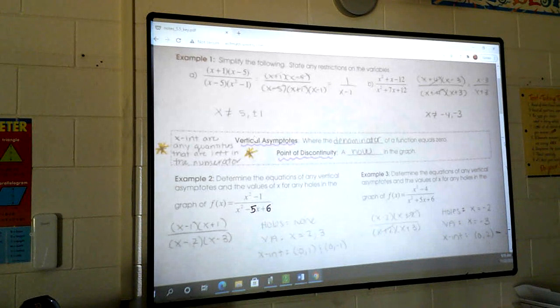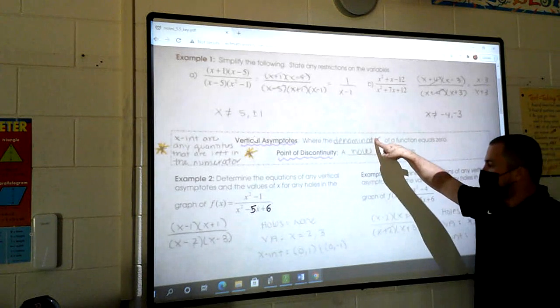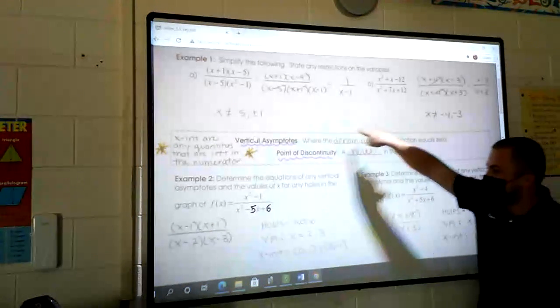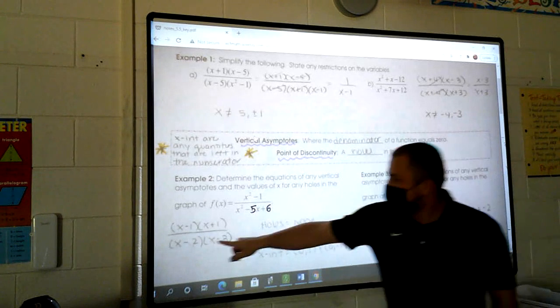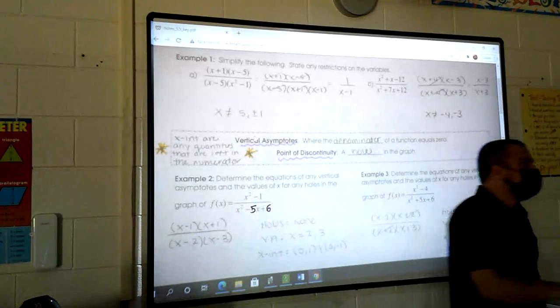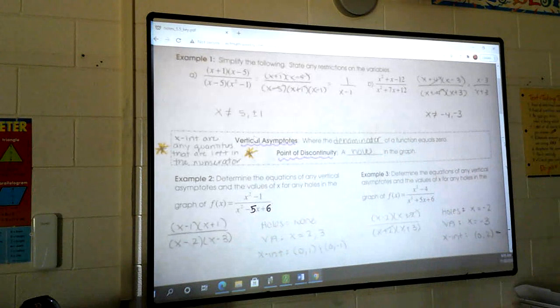Vertical asymptotes are where the denominator of a function equals 0. So vertical asymptotes are these down here. That would be 2 and 3. If you set these equal to 0, x minus 2 equals 0, you would get 2. And x minus 3 equals 0, you would get 3. So 2 and 3 are your vertical asymptotes.